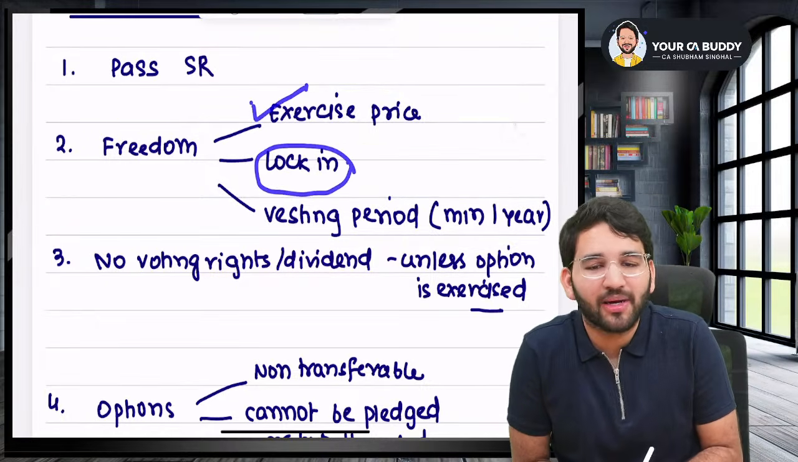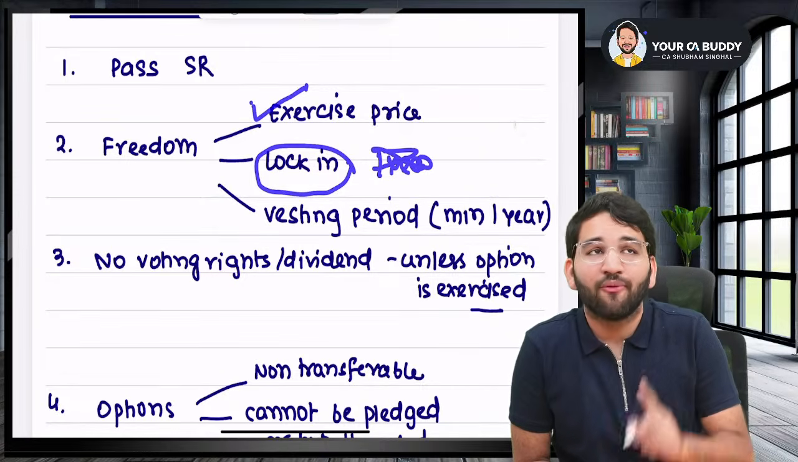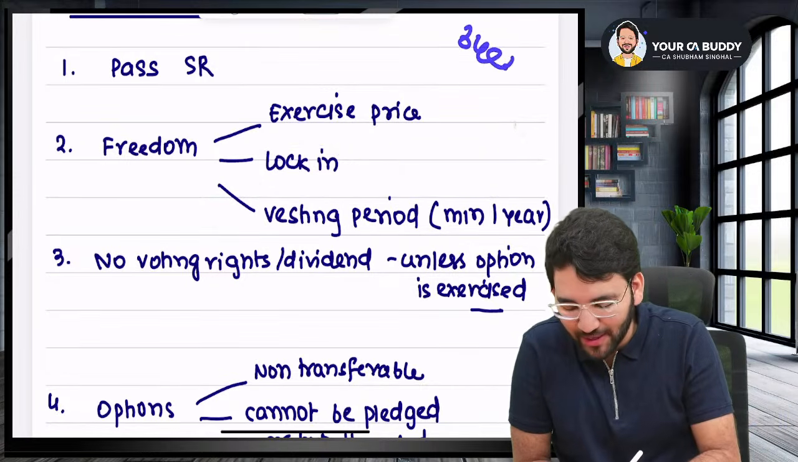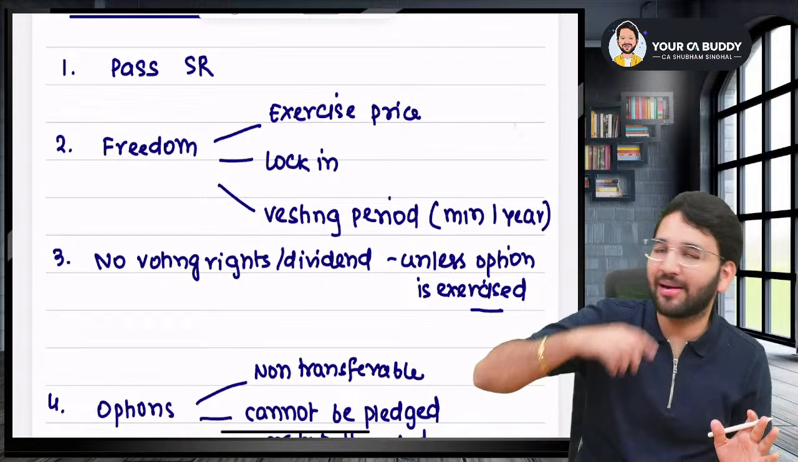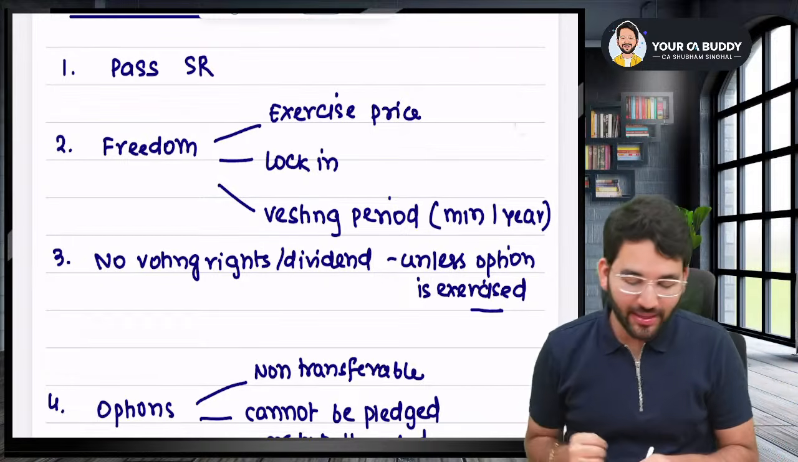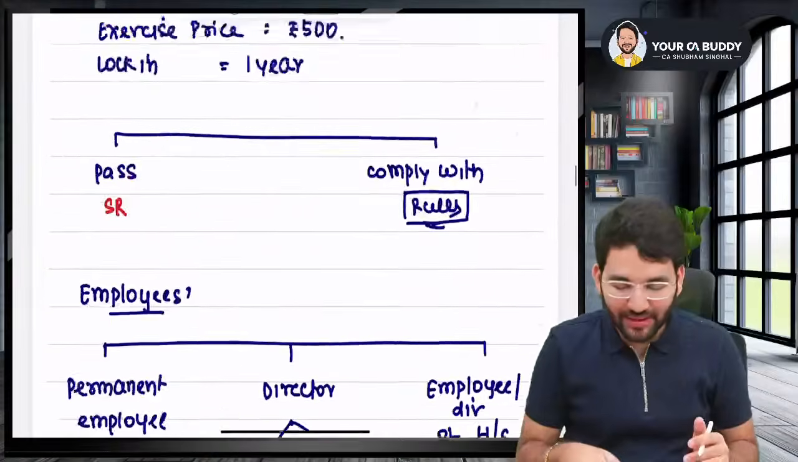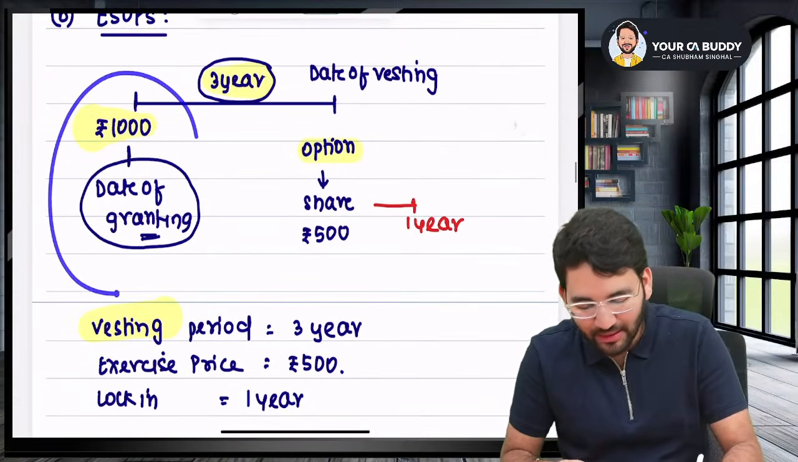You can decide the lock-in period. We have not even said 1 year, 2 year, no. For sweat equity shares, we said a fixed lock-in period of 3 years. But here there is no lock-in period limitation. You decide.